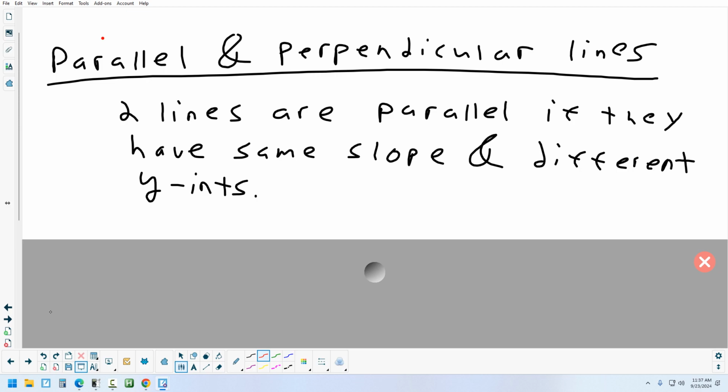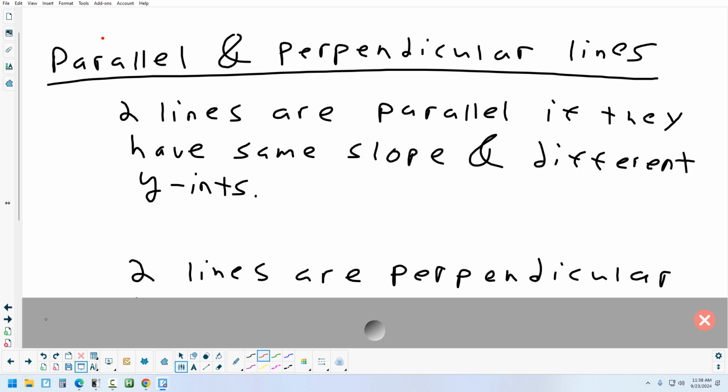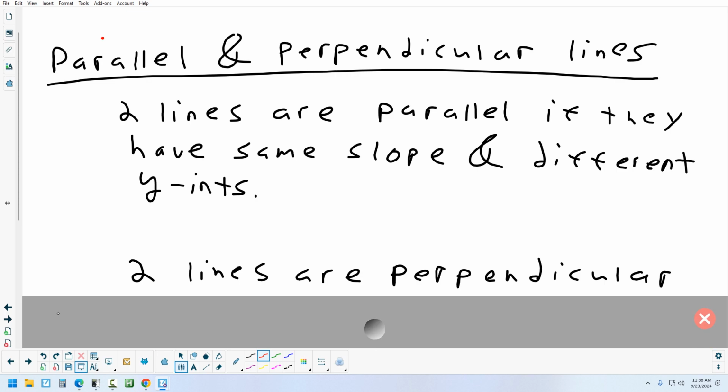Because if they just have the same slope and the same intercept, they're not parallel. What would that be? Same slope, same intercept. Identical. Yeah, they'd be the same line. 2 lines on top of each other are not parallel. Okay, so parallel, that's usually the easier one. Same slope, different y-intercept.